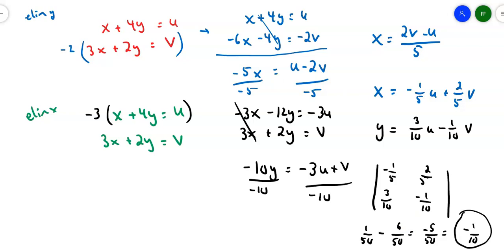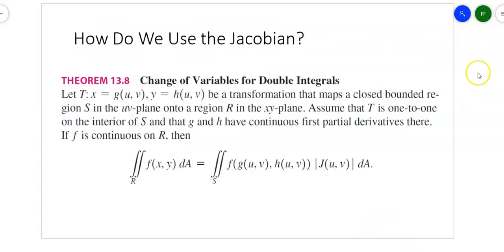All right, so what do we use the Jacobian for? Let's take a look. This is the formula for change of variables in double integrals. So I've got some region. It's some funky, weird region that I don't want to deal with. So I'm going to want to convert it. So I've got this f of x,y integrated over some area. I'm going to change this to integrate it over a different area. I'm going to call that region S instead of R. I'm going to evaluate them in terms of u and v, right? g of u,v, h of u,v, times the absolute value of the Jacobian integrated over the area.